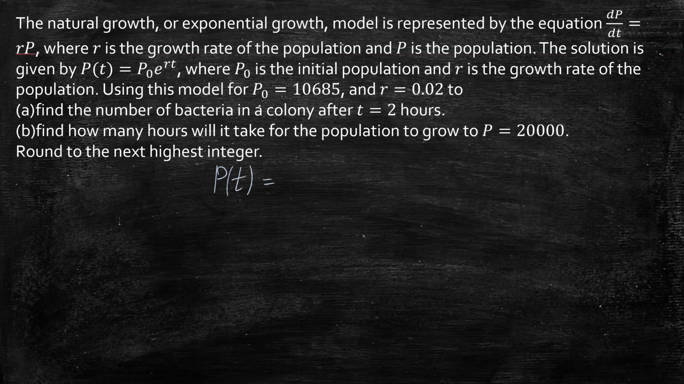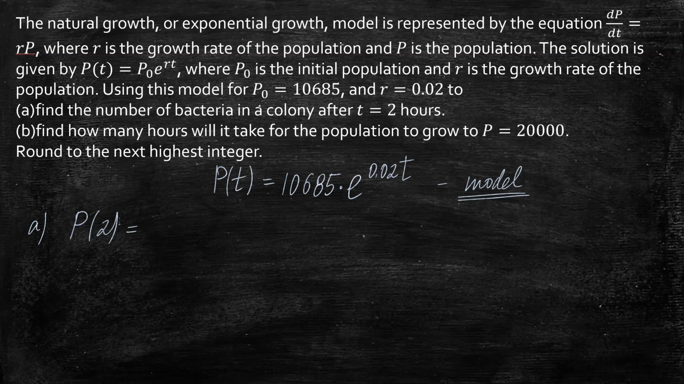So here the initial population is 10,685 e to the power r. So r being positive means the population grows, and we put t over here. So this is our model. Now we have the model, and if you don't have to solve for it, then it basically becomes just an algebra question. So find the number of bacteria in a colony after t equals 2 hours. So they're literally asking us to evaluate p of 2.